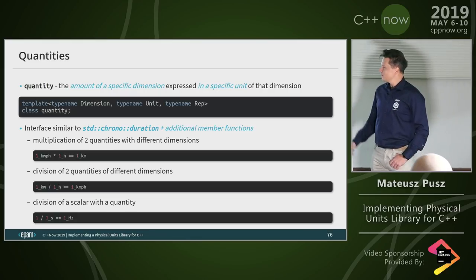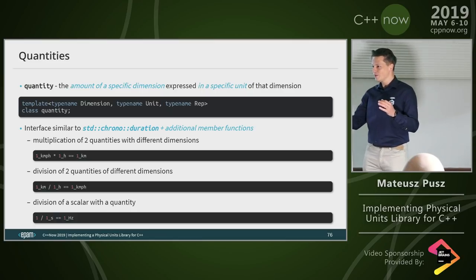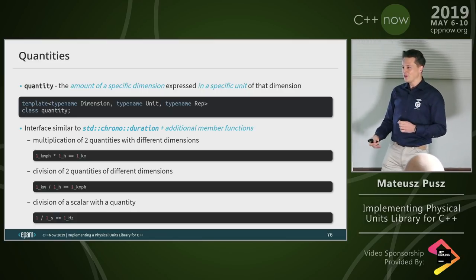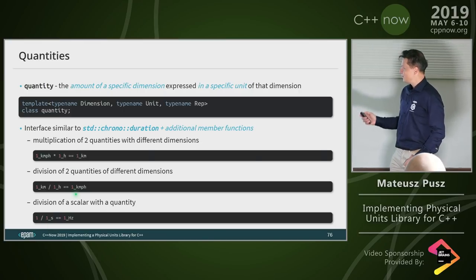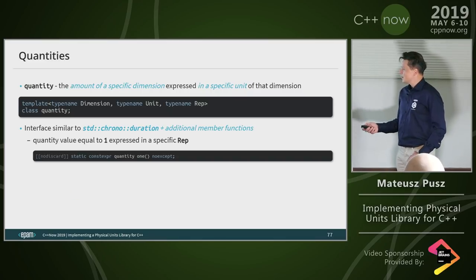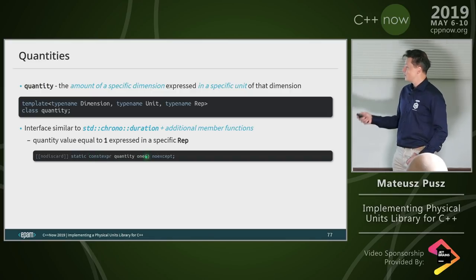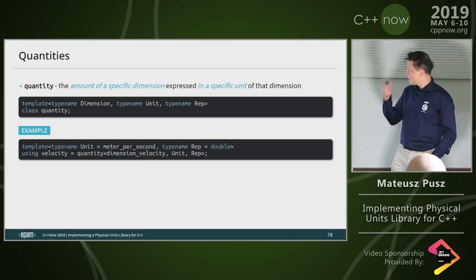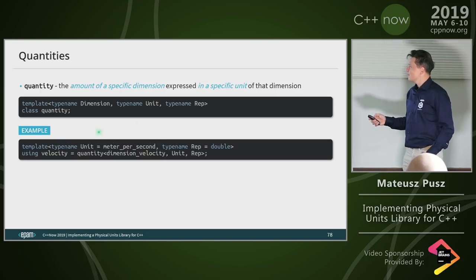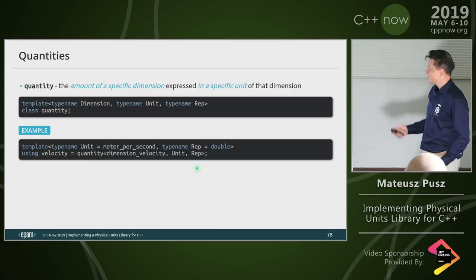There is another member function in duration: the quantity divided by the scalar, because you can divide 2 seconds by two, but you cannot divide two by 2 seconds because it's not a time anymore. In this case we had to add it. Also, Peter Sommerlath at ACCU suggested that I should also provide a static member function for one, in order to make multiplications work easier in template metaprogramming stuff. So, an example of quantity: velocity can be an alias template on quantity with dimension velocity, unit, rep.